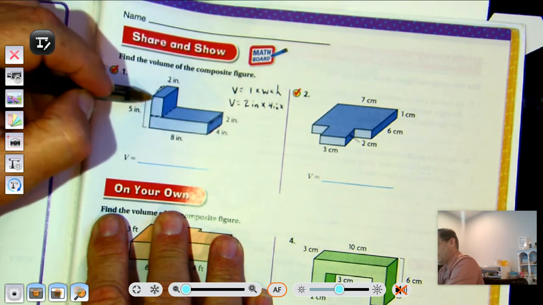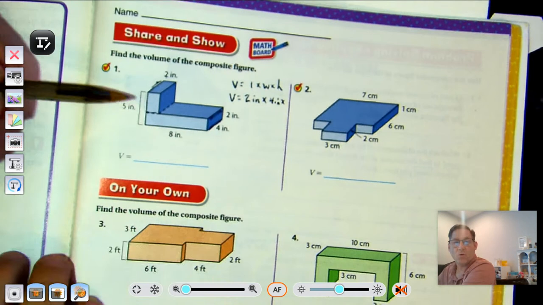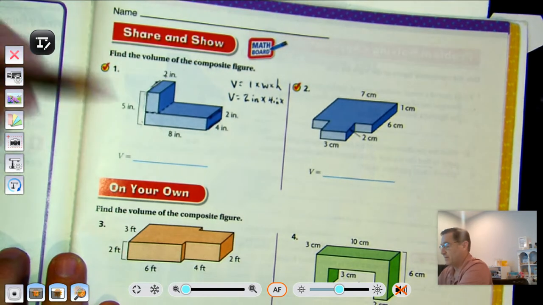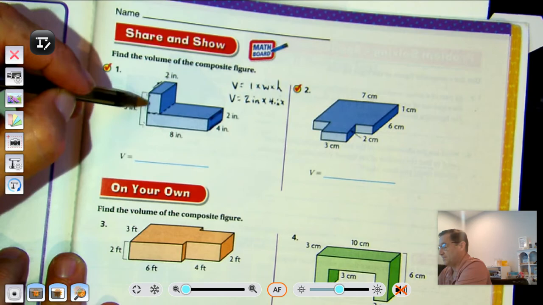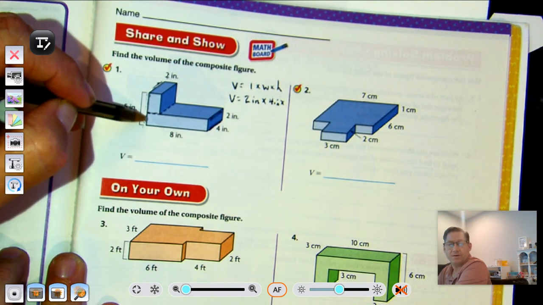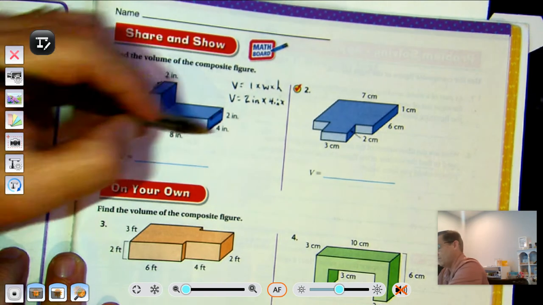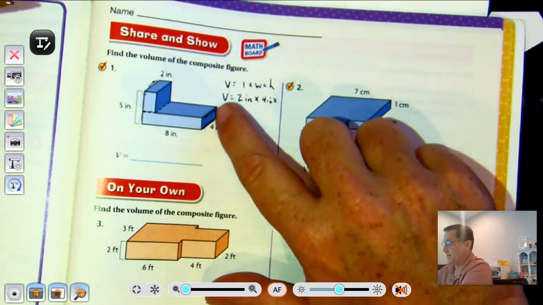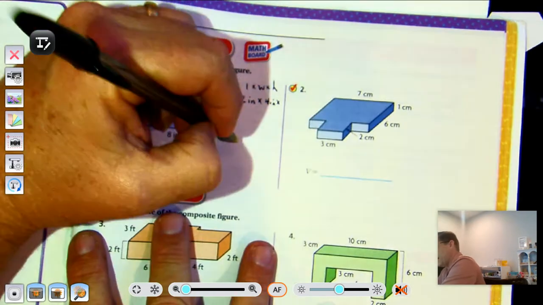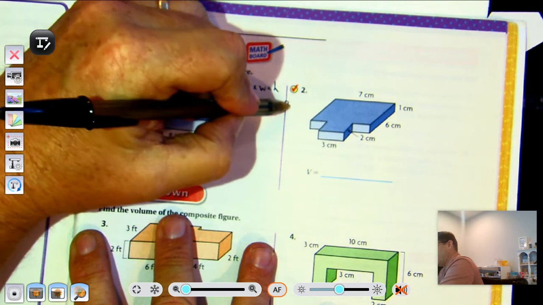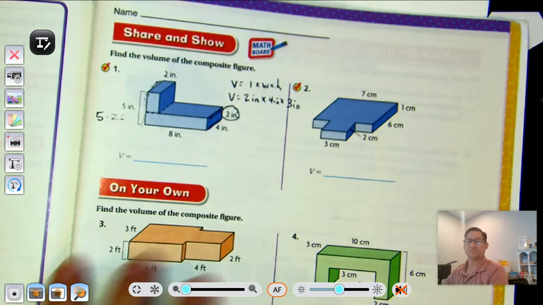And what's the height of this? Well, the whole thing, counting both layers, is 5 inches. But this part is not 5 inches. So I have to figure out what's the height of this bottom part. Where do I get that from? I get that from right here, right? The height of this rectangular prism is 2. So 5 minus 2 gives me a height of 3 inches.